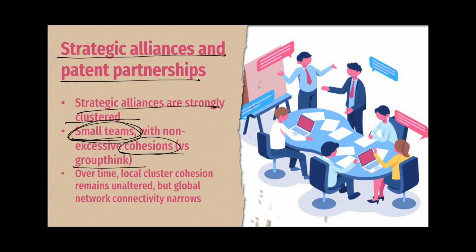Now, over time, the local cluster cohesion remains unaltered, meaning most organizations that are innovative still work in small teams, but the global network connectivity narrows, meaning there are less and lesser organizations that are partnering because, again, the protection of the information.